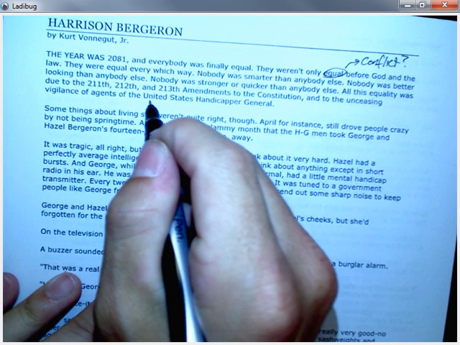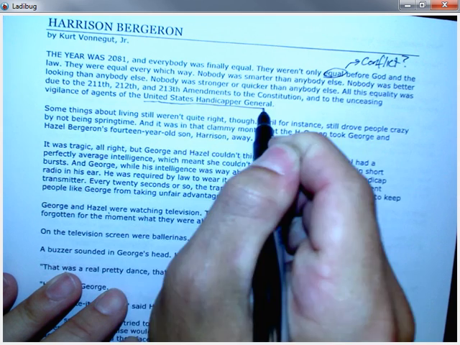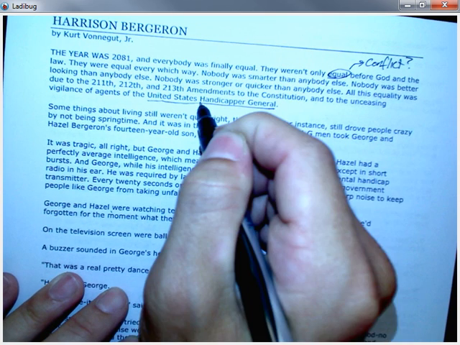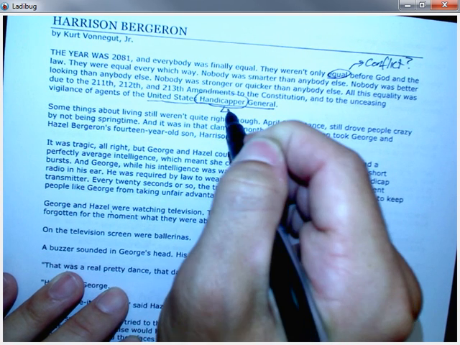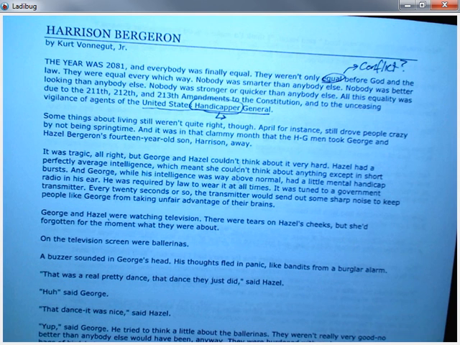So I'm going to underline United States Handicapper General, and I'm going to circle handicapper. Now we know what it means to be handicapped. What's that mean?